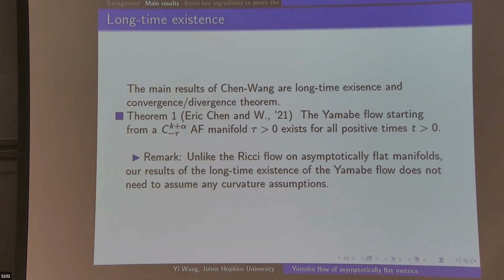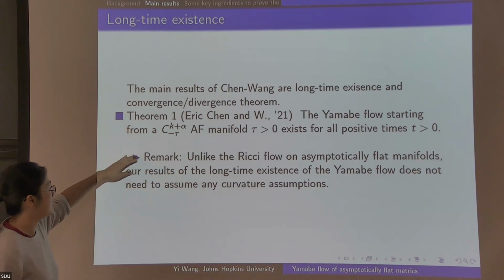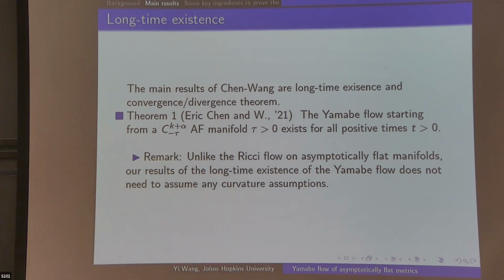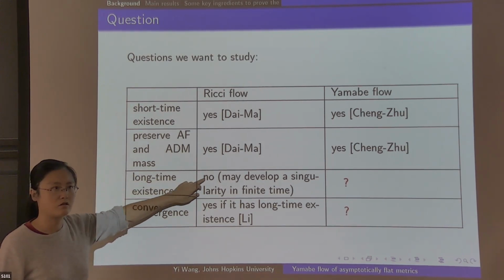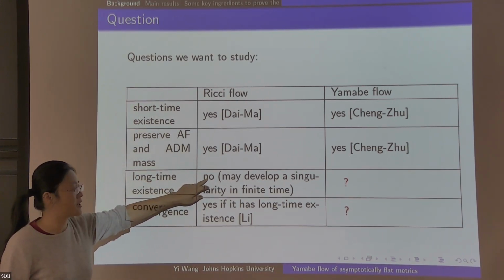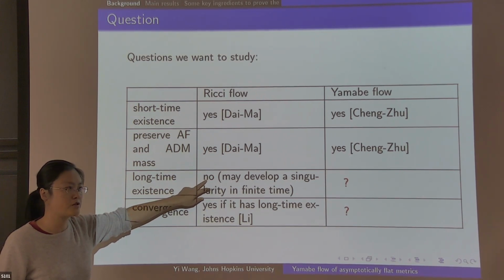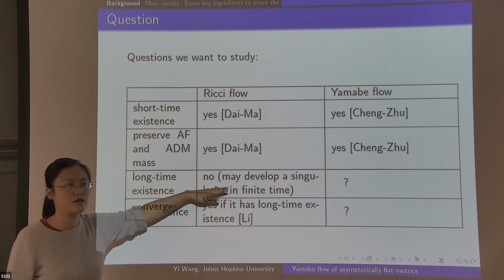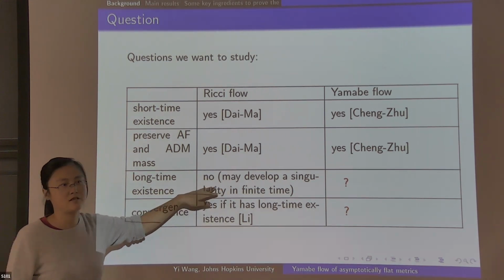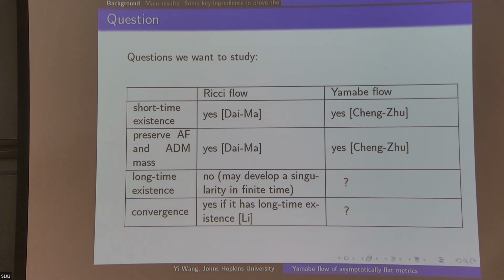Okay, so in the Ricci flow case, as I mentioned in the previous slides, in general there's no long time existence. However, there are some cases, for example, if you impose Ricci curvature is non-negative, you have some results which say it still has long time existence, but it requires some curvature condition. In general, it must develop singularity.